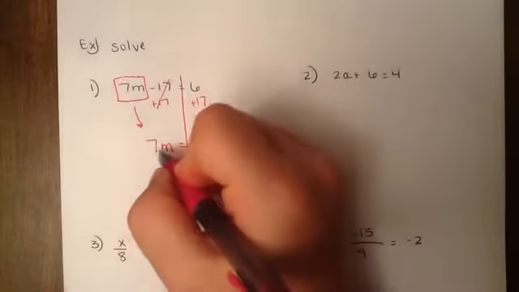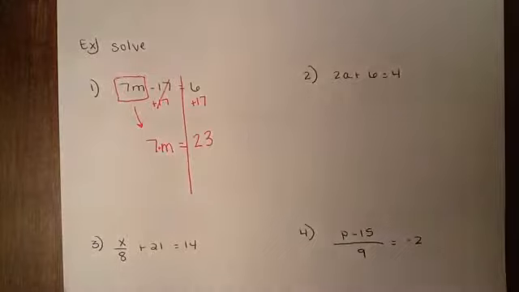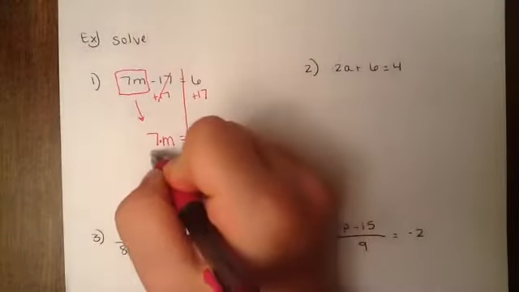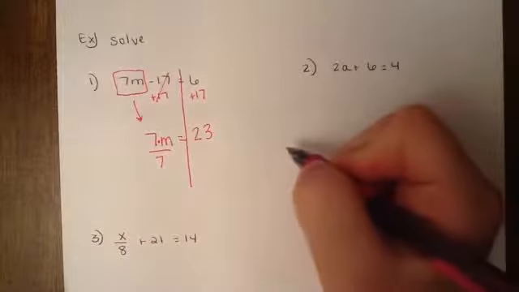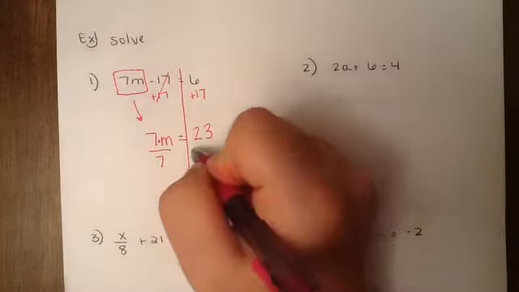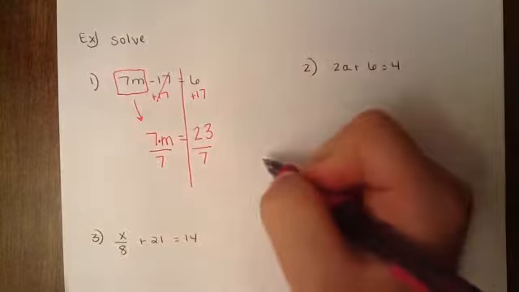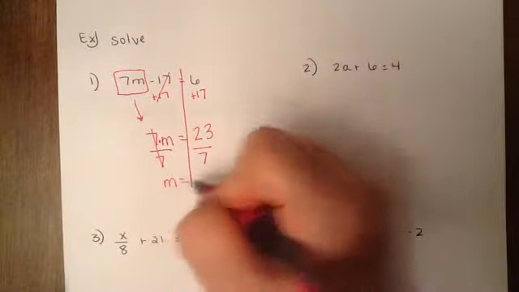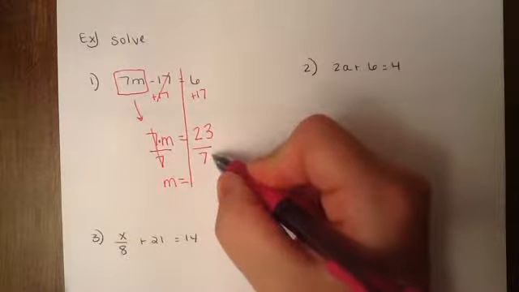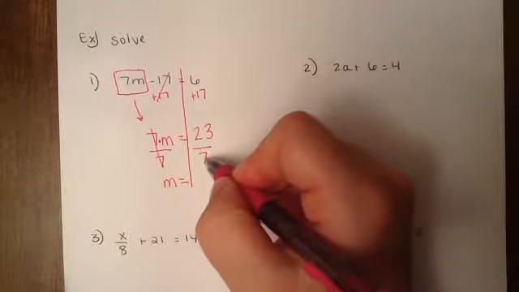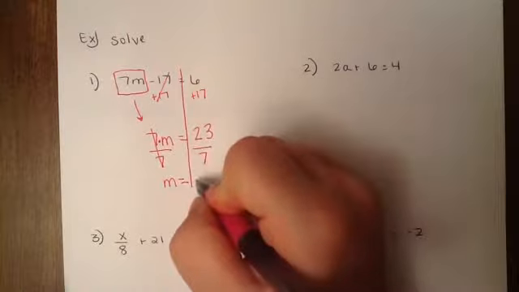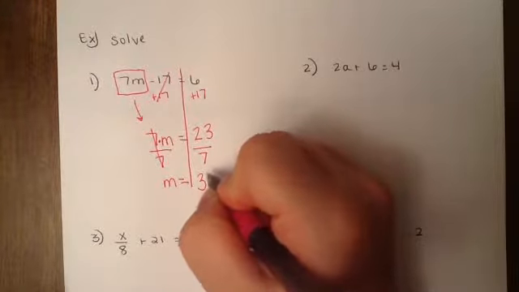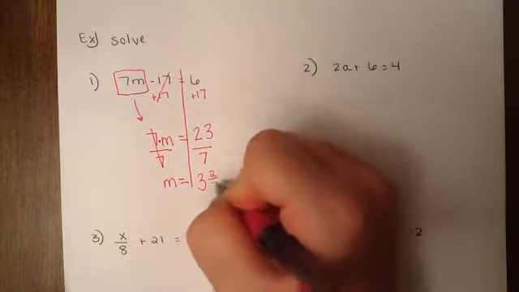Alright, now this is 7 times m. Now this is what we have been doing the last couple days. How do we get rid of a 7 times? Divide by 7. What I do on one side, do to the other. These cancel. M equals, it's not going to come out even, so I'm going to make it a mixed number. 7 goes into 23 three times, which is 21. So there are 2 pieces left over.